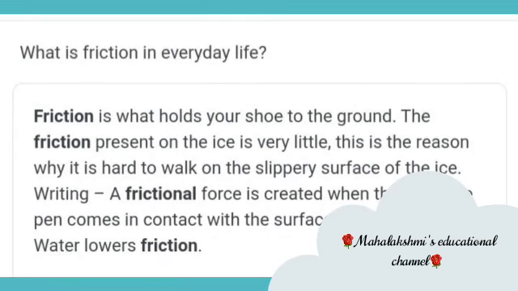What is friction in everyday life? Friction is what holds your shoe to the ground. The friction present on ice is very little. This is the reason why it is hard to walk on the slippery surface of ice. While writing, a friction force is created when the tip of the pen comes in contact with the surface of the paper. Water lowers friction.